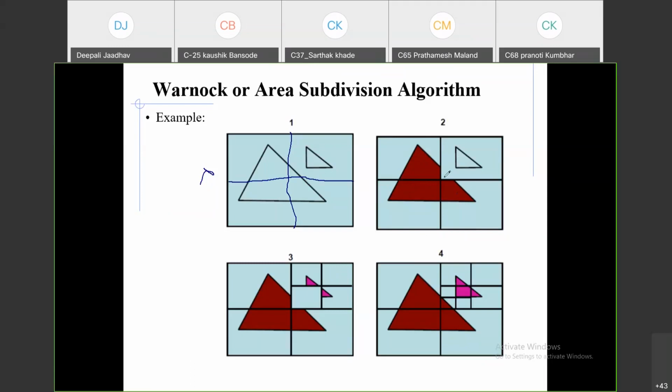But here there are two polygons in this area. This is part of the red triangle and the entire pink one. So again, we need to subdivide this one into four. Now, once we subdivide, you can observe that this area contains a single polygon, and this area contains a single polygon. So we assign the pink color. But this one we cannot assign the color. Why? Because again, this area has two polygons.